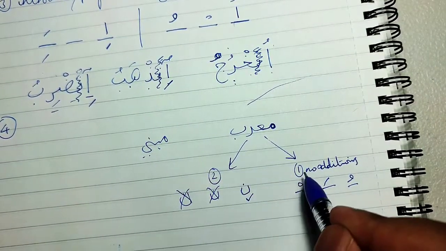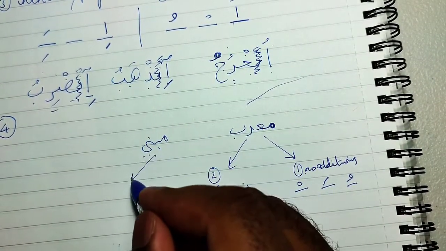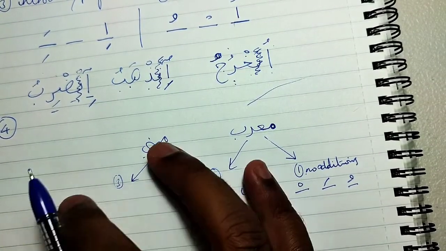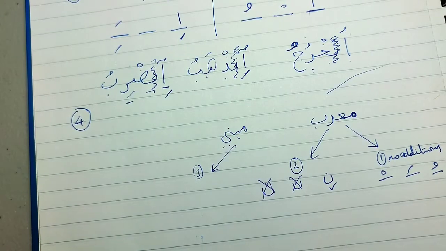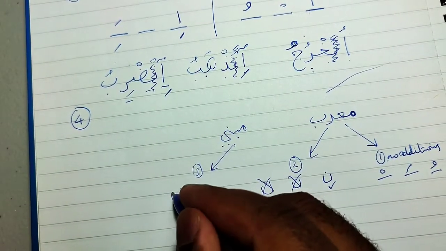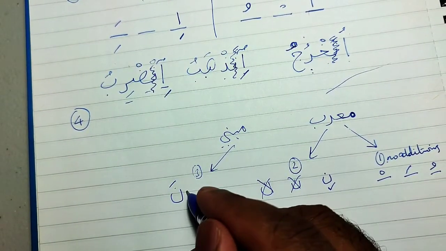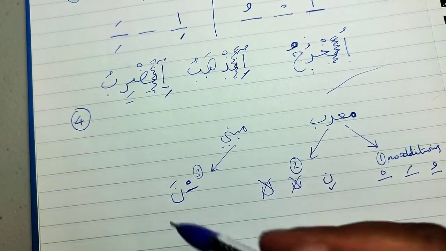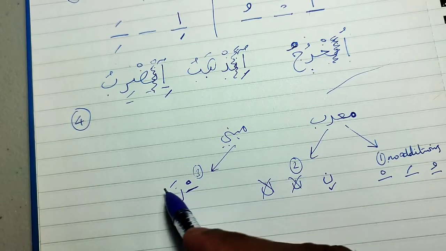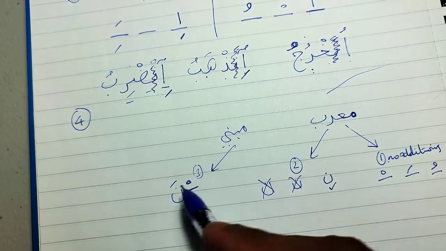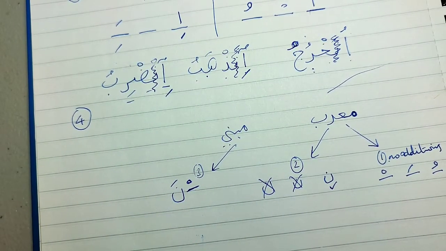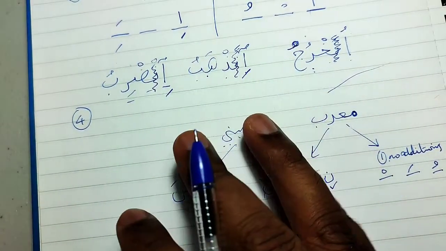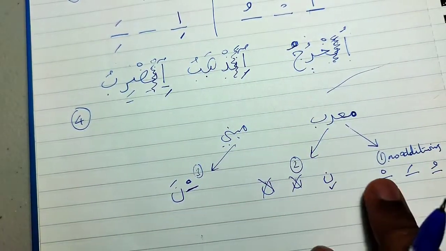The mabni side. So far we have 1, 2, and then the mabni side, we have the third form, which is whenever the fi'l mudari' is attached to noon al-inath. Whenever we have noon al-inath attached, it becomes mabni on sukun. Meaning, if it's marfu', it's going to be mabni on sukun. If it's mansoob, it's going to be mabni on sukun. If it's majzoom, mabni on sukun. It doesn't change. It remains the same because it's fixed on sukun. So the fi'l mudari' is divided into 3 types.